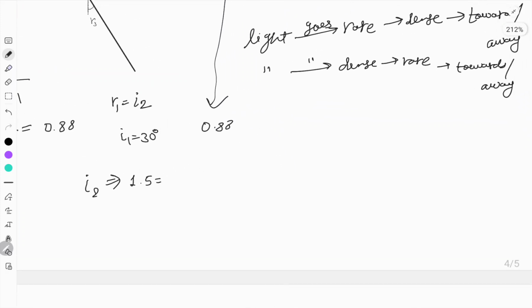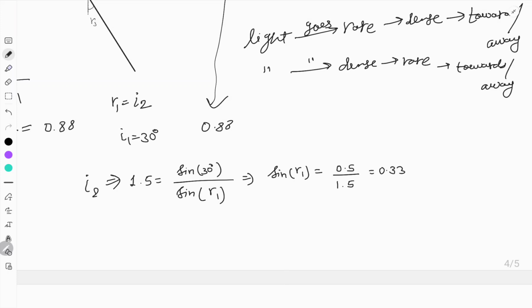Right? So for 30 degrees, we can write sine 30 degrees, and then we can write sine R1. We can find sine R1. So from here we can write sine R1 is equal to, what is sine 30? You can look up in your textbook. It is 1 by 2, right? So 0.5 basically. So it will be 0.5 divided by 1.5. Okay, so when we do this calculation, we find that it comes out to be 0.33.